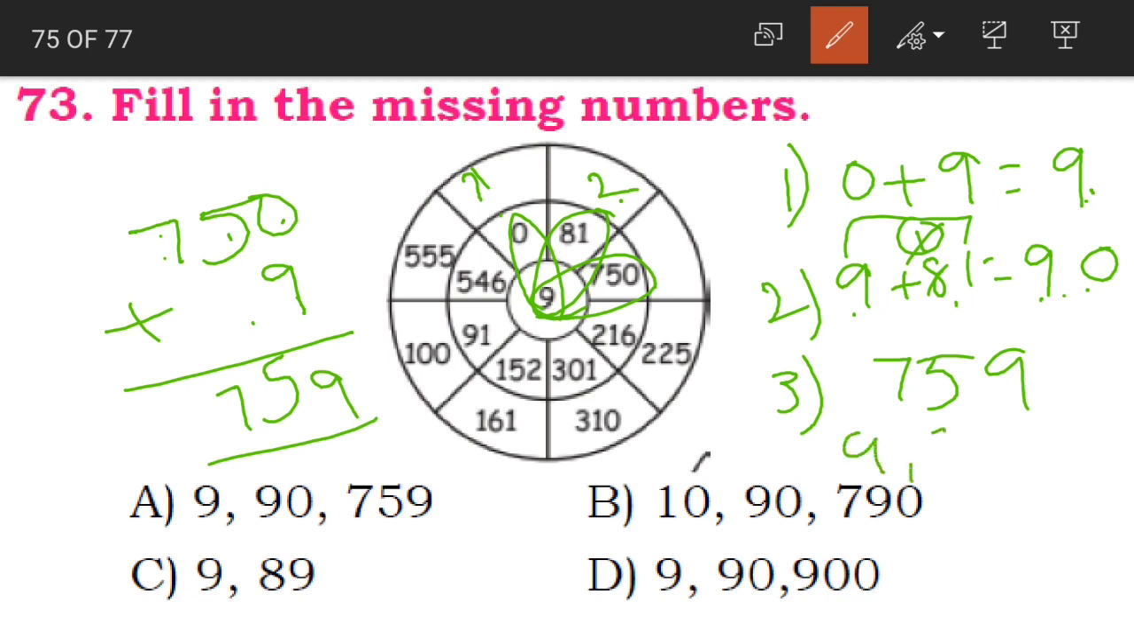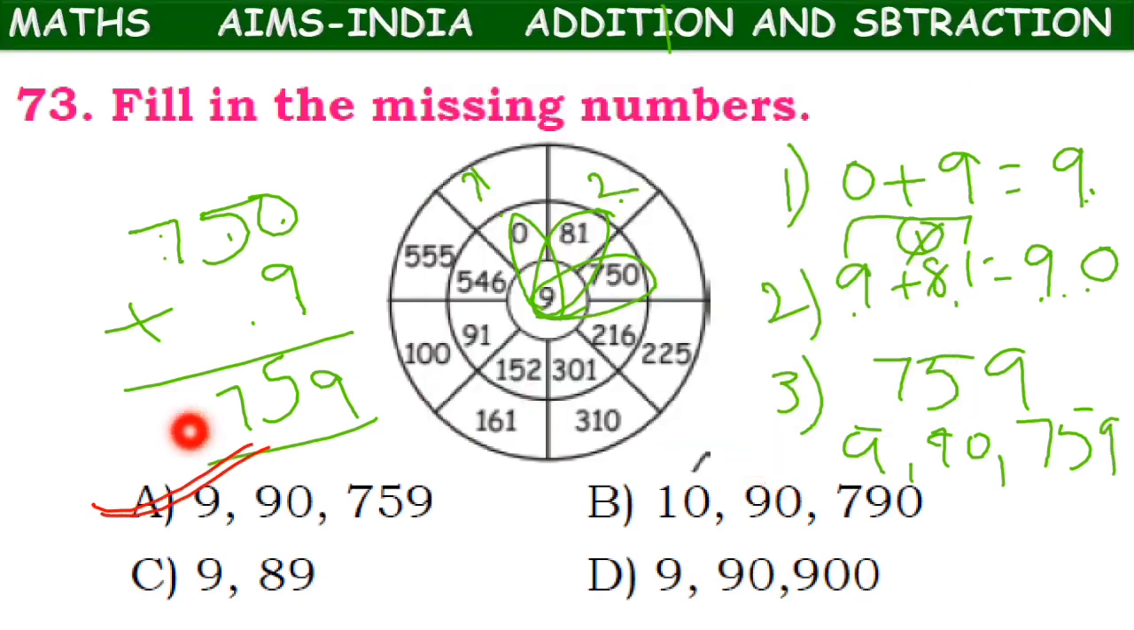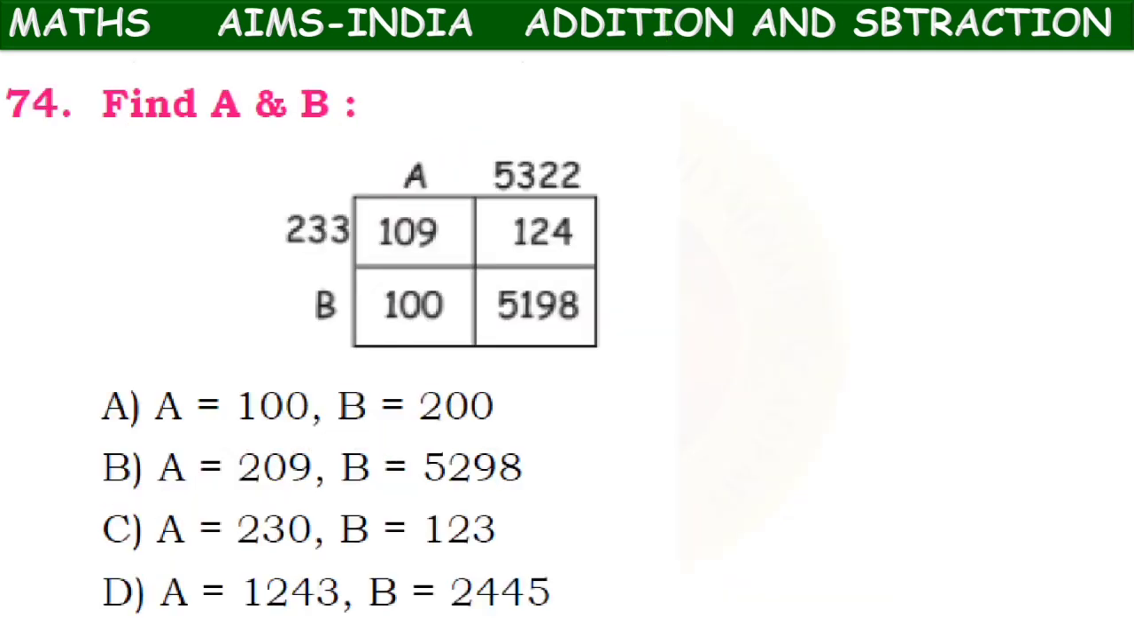Now look at the options which is the same as this. 9, 70 and 990 and 759. Option A, right? So option A here is our correct answer. 990 and 759 are our missing numbers. Clear children? Coming to the last question for today.